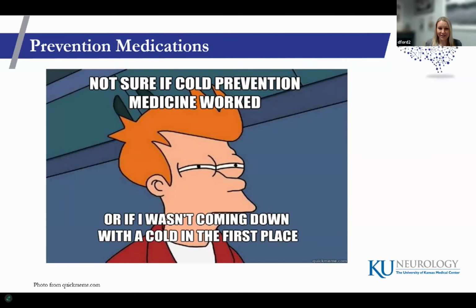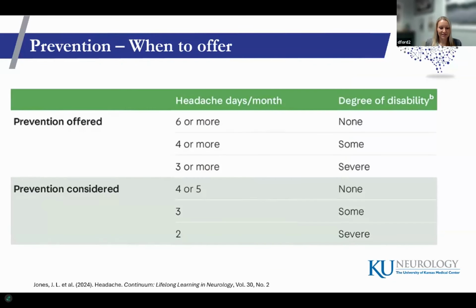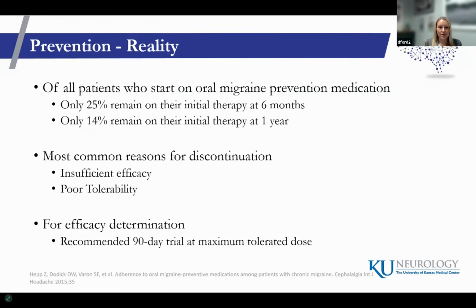So prevention medications. So again, we've talked a lot about placebo so far. So we'll go to the next slide. So prevention can be offered based on the patient. So I base it on the severity of disability and the patient's choice. So we talk about it and we make a decision together, but these are the true guidelines. But the truth is it's really patient dependent. Next slide.